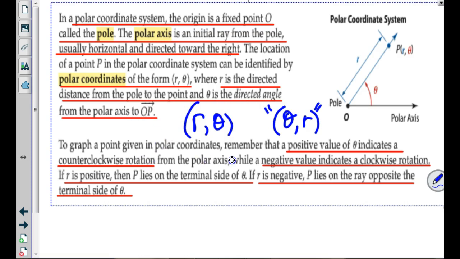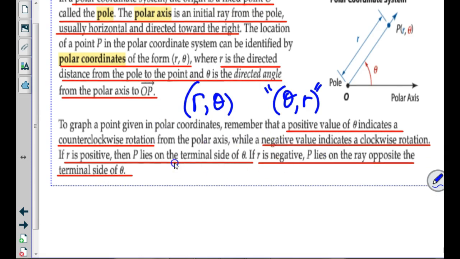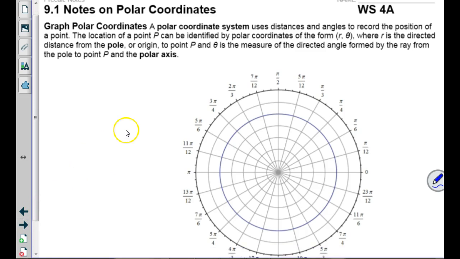To graph in polar coordinates, remember positive indicates counterclockwise, negative is clockwise. Now, this is the weirdness. If r is positive, you go forward along that line. If r is negative, it lies on the opposite ray, they will say. I'm just going to say we're going to back up. Let me give you a couple examples so this makes a little bit of sense.